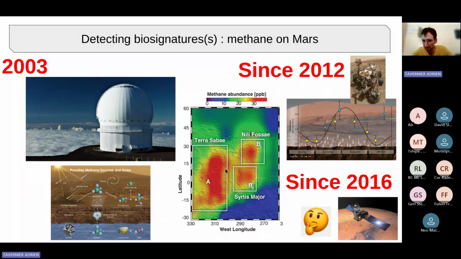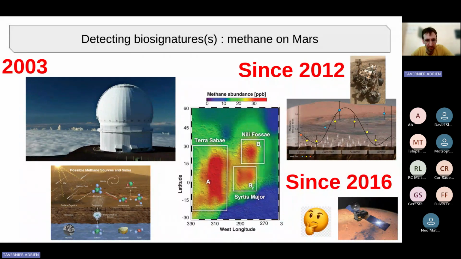Then it was confirmed by Curiosity, even if we can say a lot about this curve, for example, according to the uncertainty you have for the different points. And so ESA launched a mission, TGO, Trace Gas Orbiter, in 2016, in order to detect methane, and the probe was not able to detect methane.